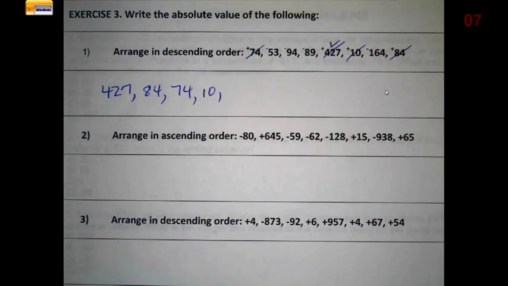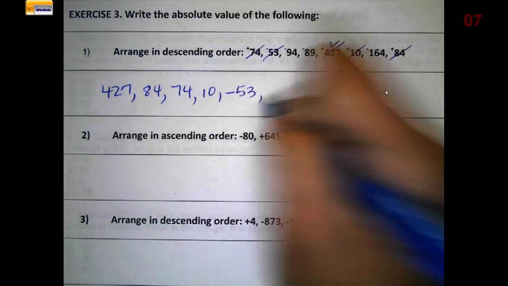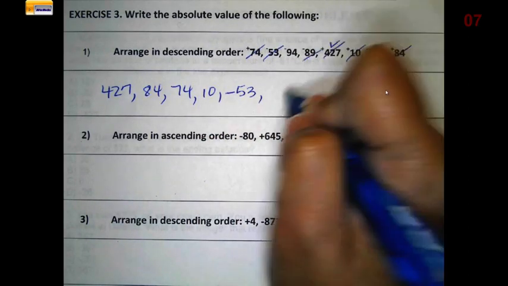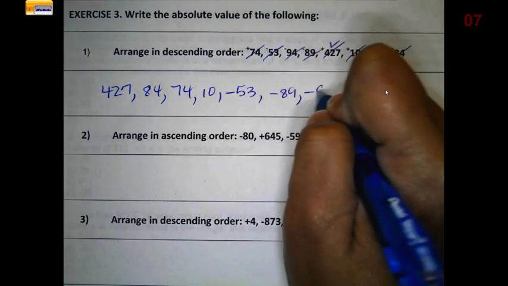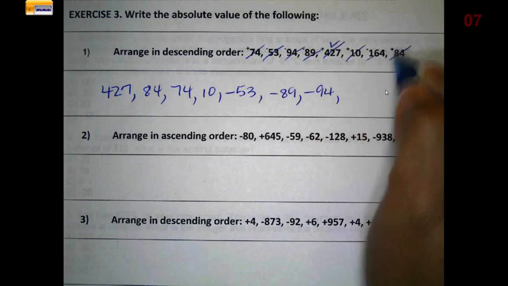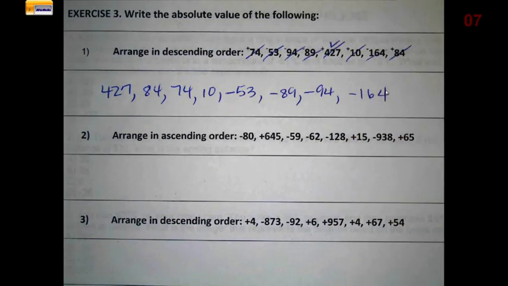Then on the negative side, which is the largest negative? Remember, the largest negative is the one closest to 0. What would that be? Negative 53. Then what? Negative 89. Negative 94. And then negative 164, which is the least in the list. Okay? Now, number 2 says arrange in ascending order.